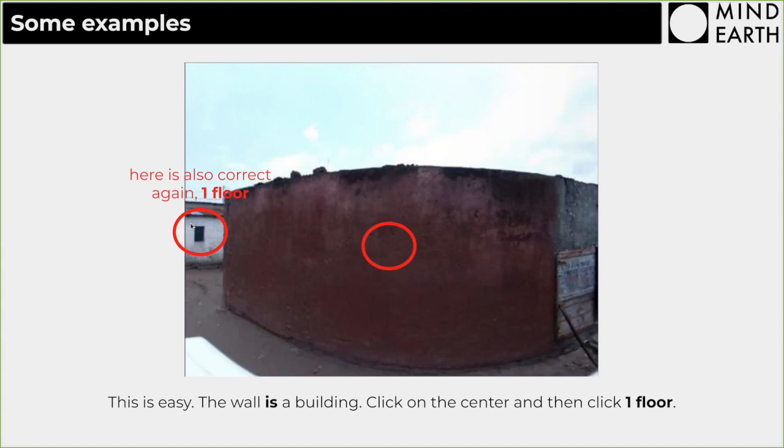Here, it would also be fine to click on the building on the left, but we ask you to click always on the closest building if there are multiple possible choices.